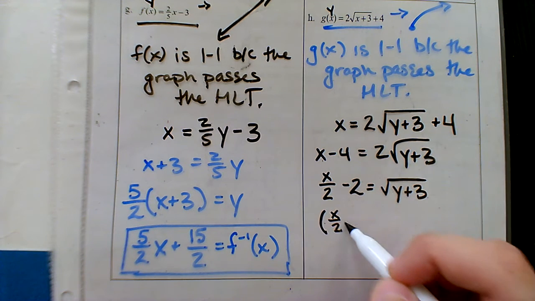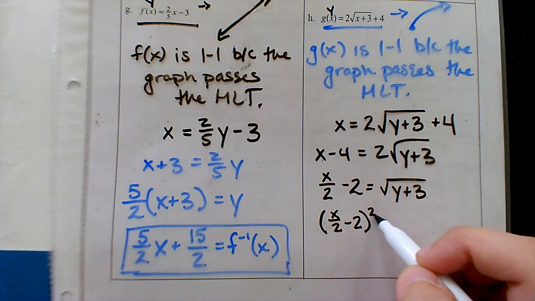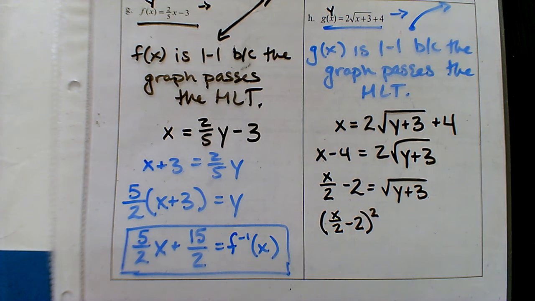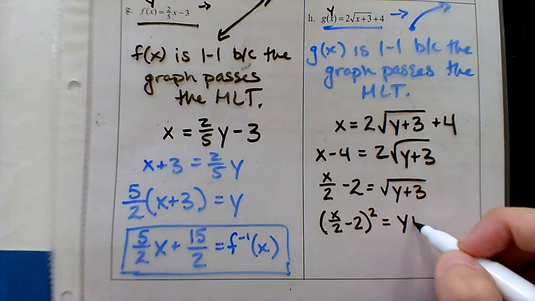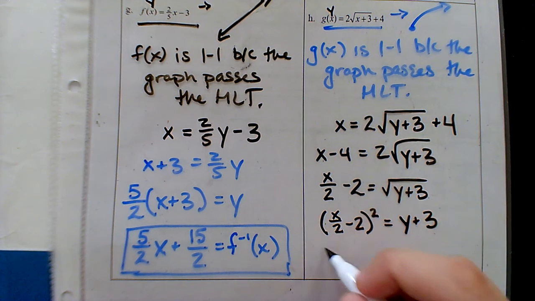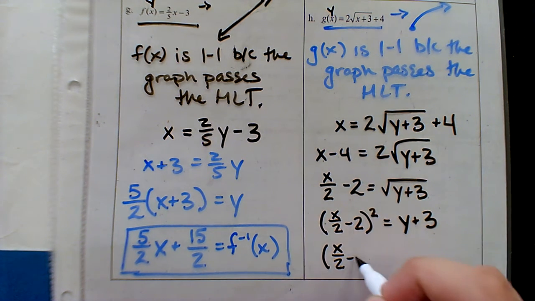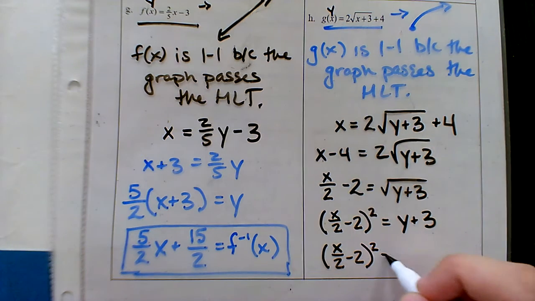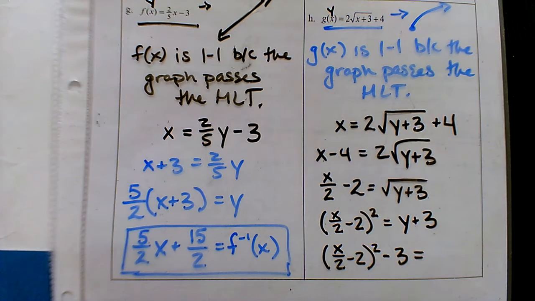All right, so if we square the left-hand side, all of those would be in a parenthesis being squared. And if we square the entire right-hand side, that will cancel out the square root. Last but not least, get the y by itself. We subtract 3. Is that what you say? Yeah, okay. So x over 2 minus 2, that whole thing squared, minus 3.